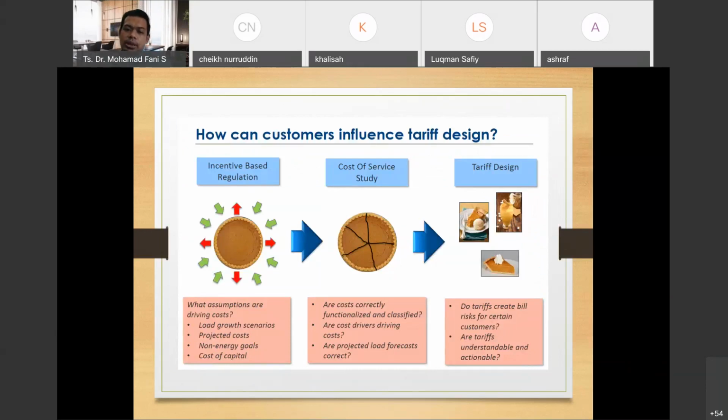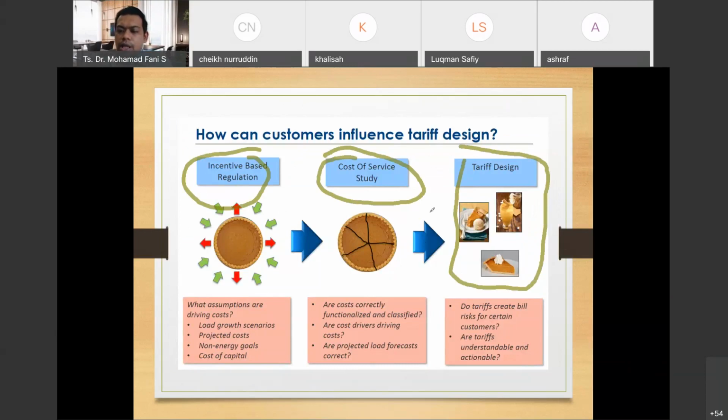Okay, how customer influence tariff designs. So incentive-based regulation here, IBR. Okay, cost of service study. Okay, tariff design, on how we can design this kind of tariff based on the base tariff. The cake here, on how we manipulate the presentation of this kind of cake. Okay, do tariffs create bill risk for certain customers? Are tariffs understandable and actionable?